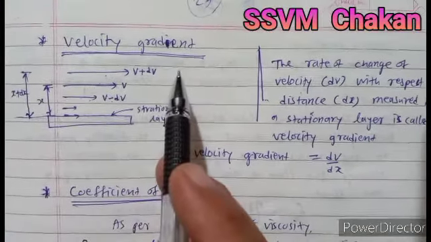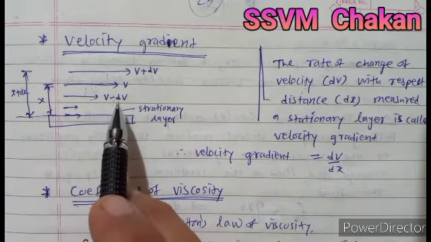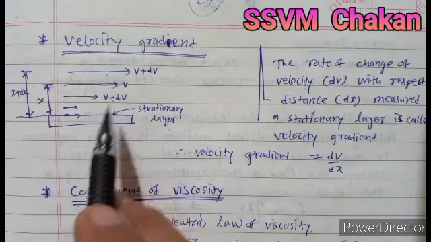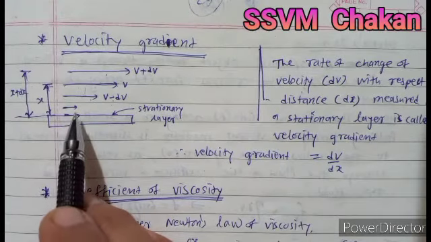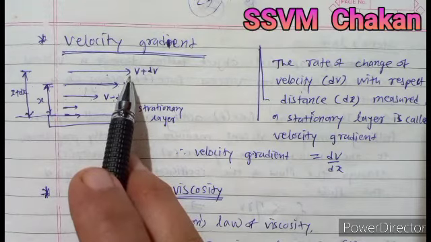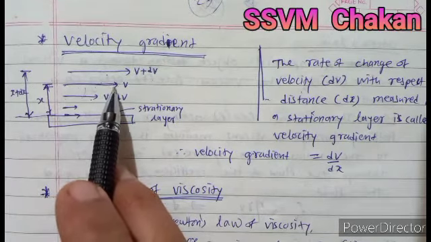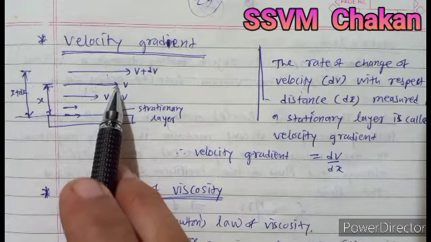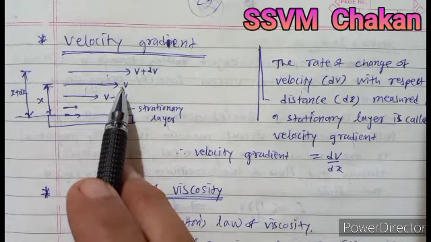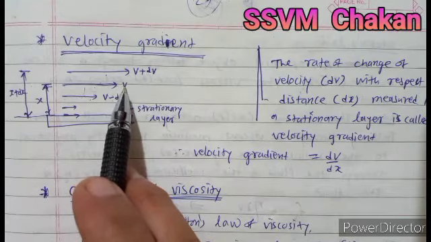Velocity gradient. We have seen that different layers flow with a different velocity. The velocity of the bottom layer is less and the velocity of the topmost layer is highest. We consider any one layer in the middle of the flow of a liquid or a fluid. Let its velocity be v.